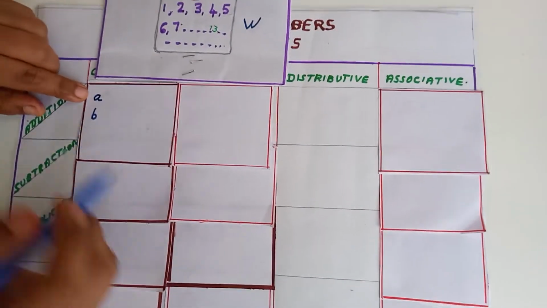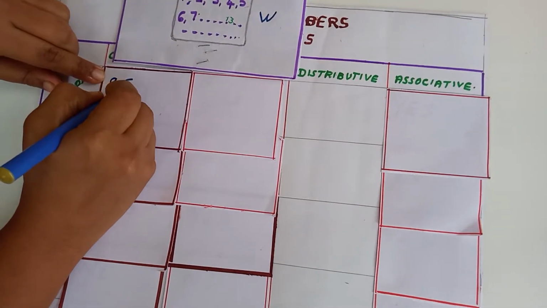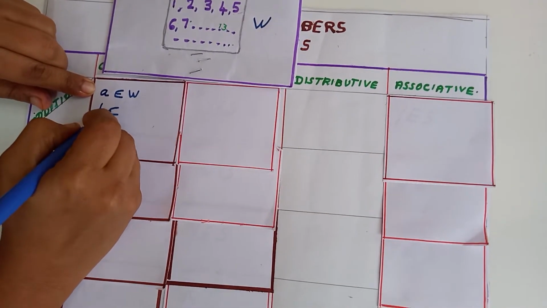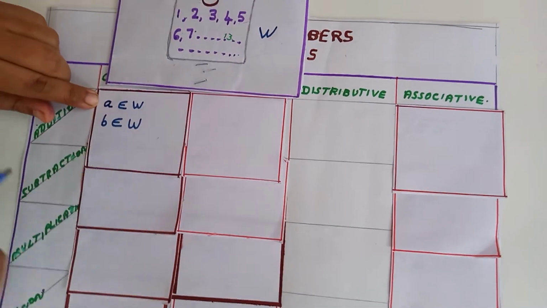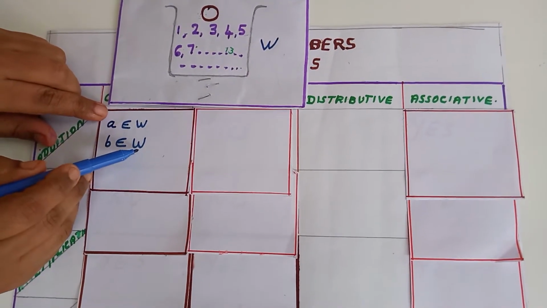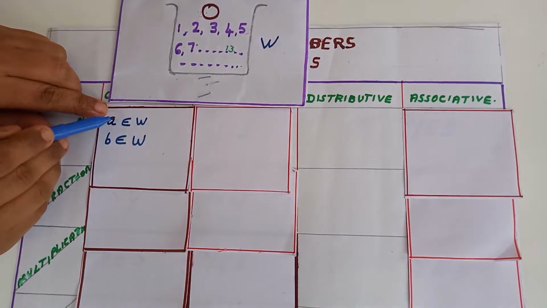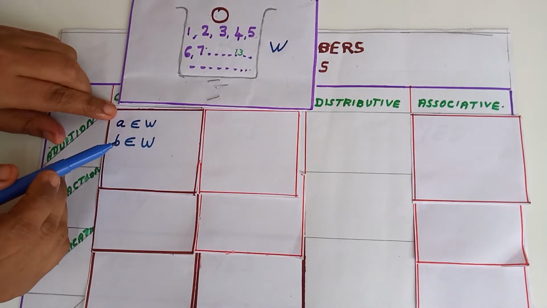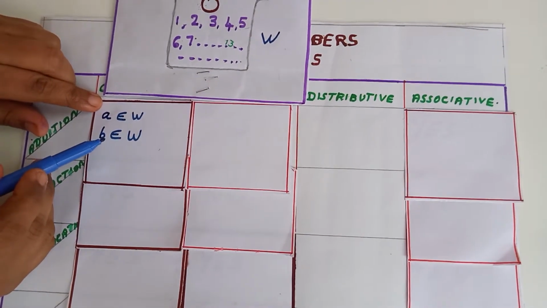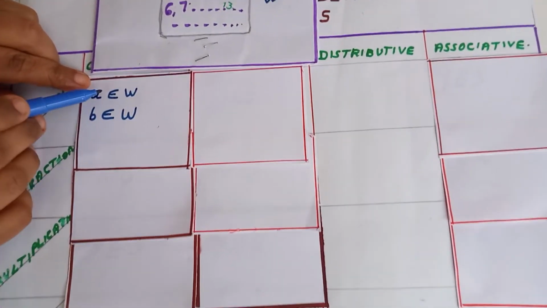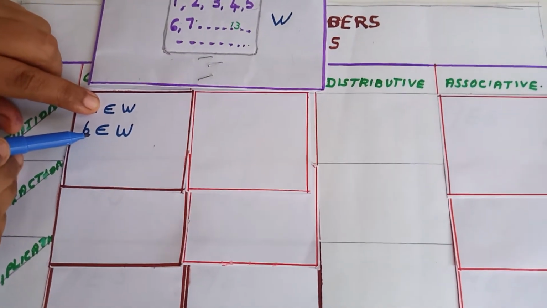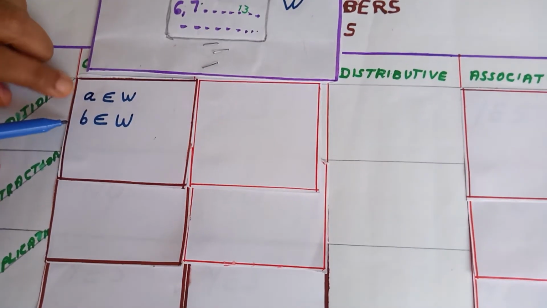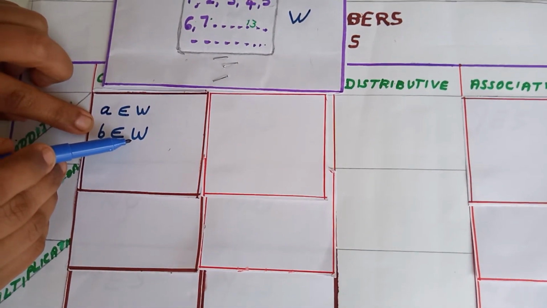So A belongs to W, and B belongs to W. What is the meaning of belongs to W? See, this is the symbol for belongs to. We know the equal to sign, not equal to sign, greater than sign, less than sign and all. In the same way, this is the sign for belongs to. That means A is in the set of whole numbers and B is also in the set of whole numbers.